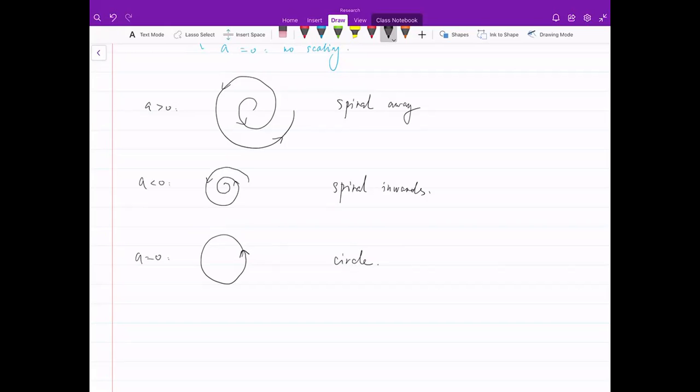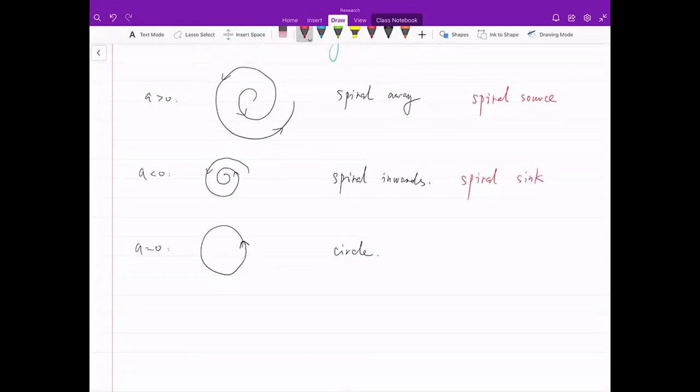Okay. I think it's fair for us to call this one a spiral source. Call this one spiral sink. Finally, the last one, we call it a center. But basically, it's just a circle.